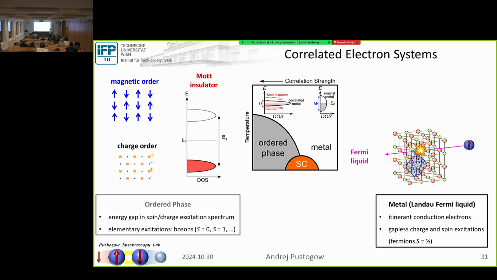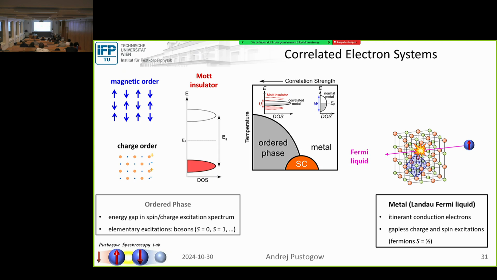And all these phases can be suppressed when going from here to here, and then we get a metal. And for the metal, in most cases the proper theory is Fermi-liquid theory. This is what we understand, and often we are interested in the deviations from Fermi-liquid theory, which occur typically in the range right above the superconductivity.